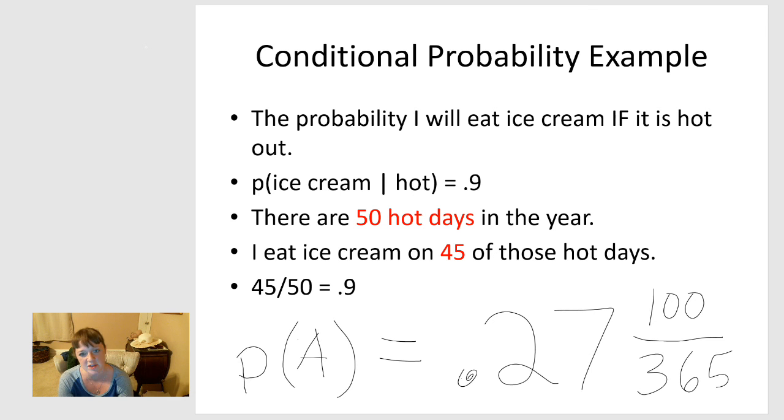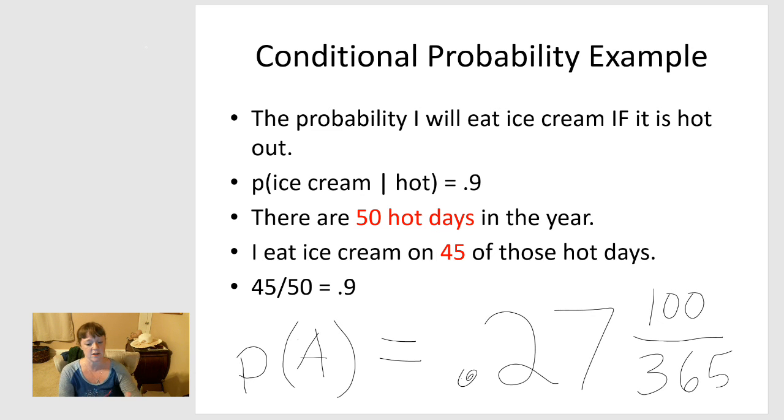And let's say, hypothetically speaking, I live in a place where there are only 50 hot days. That's not reasonable in the valley, but that's okay, right? Let's say I live somewhere where only 50 of the days are hot. So it's a very different probability to say what is the probability you want ice cream given that it's hot out. Because instead of looking at all 365 days, you only look at those 50 hot days and count up the number of times I want ice cream on those 50 hot days.